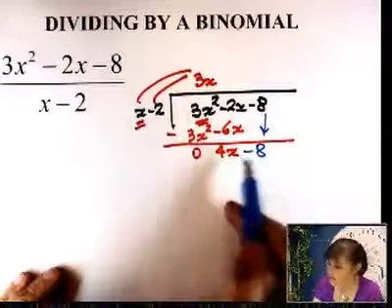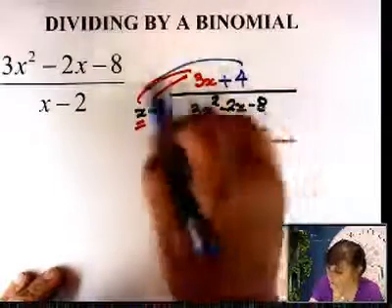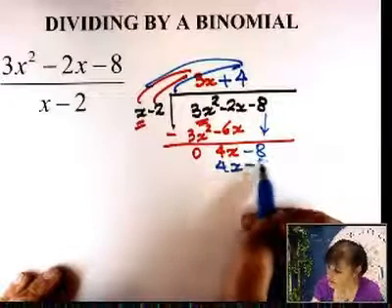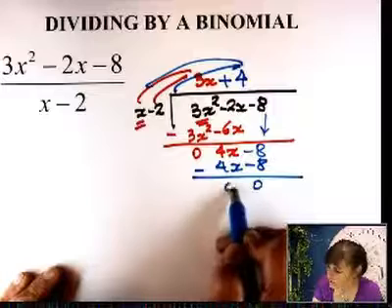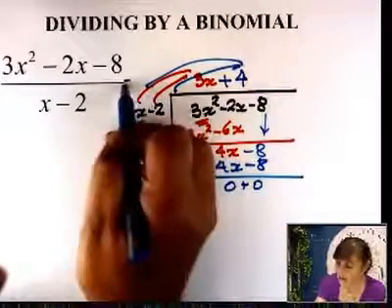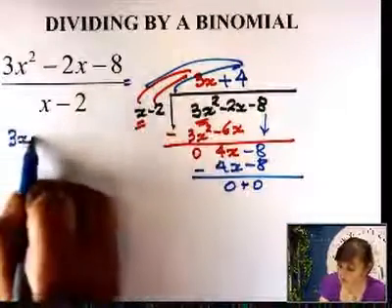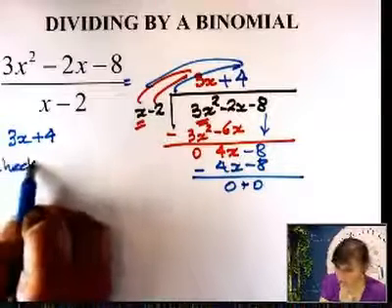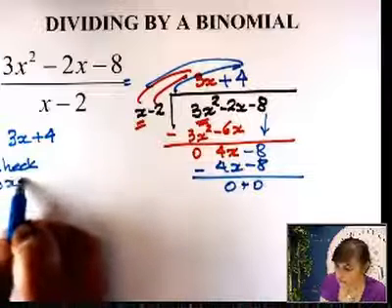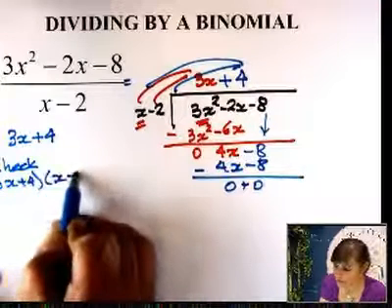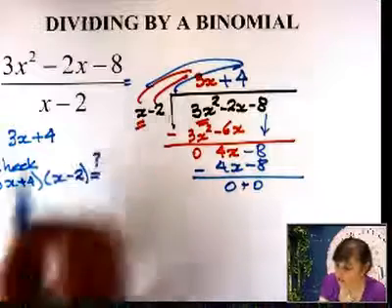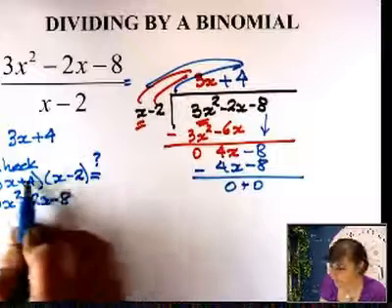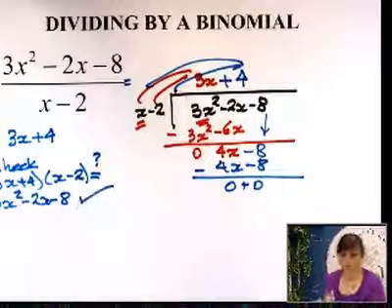How many x's in 4x? 4 of them. FOIL it back. 4 times x is 4x. 4 times negative 2 is negative 8. Take it away, 0. So the answer to that is simply 3x plus 4. So to check, what do you need to do? Is 3x plus 4 times x minus 2 equal to what I started with? When you FOIL it, you will see that that's a check.